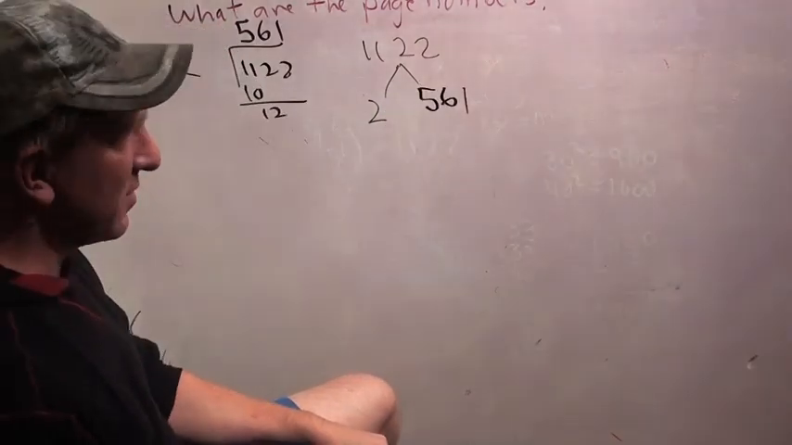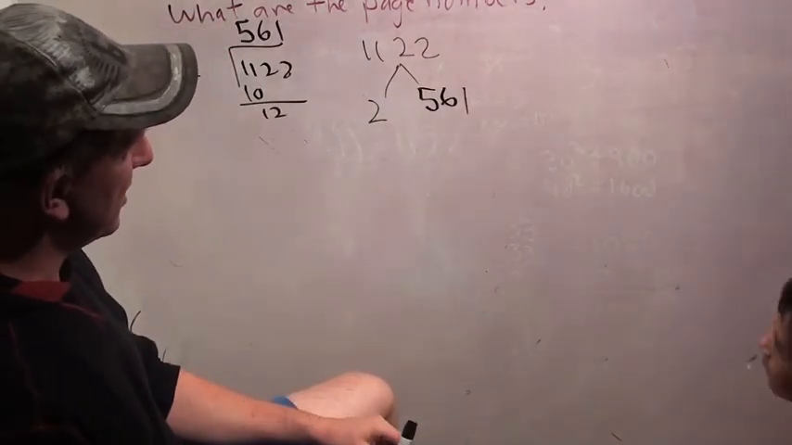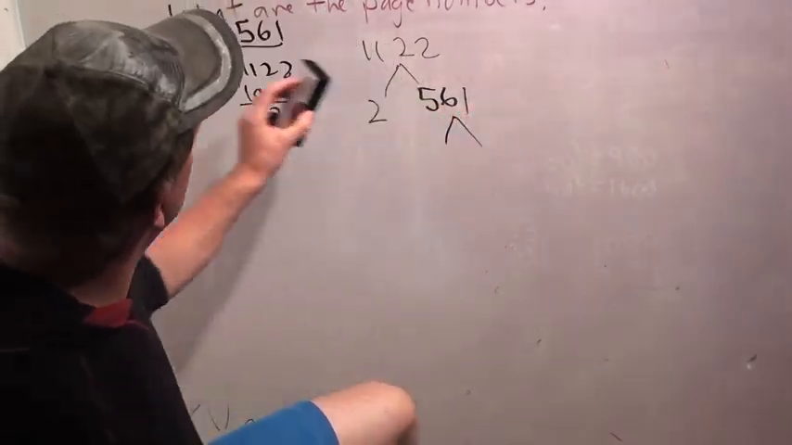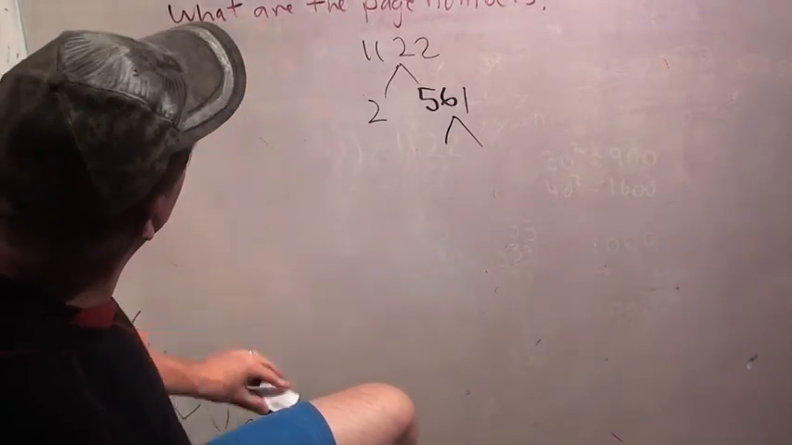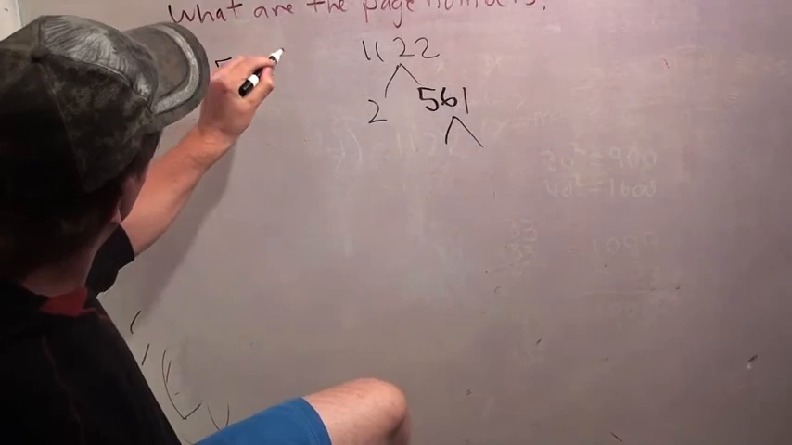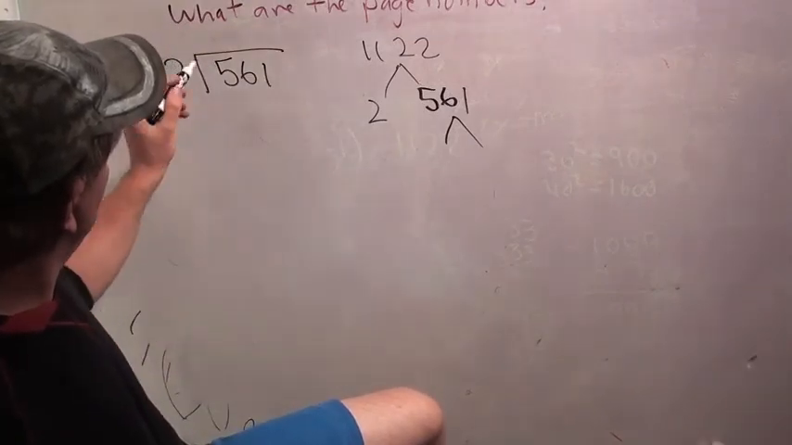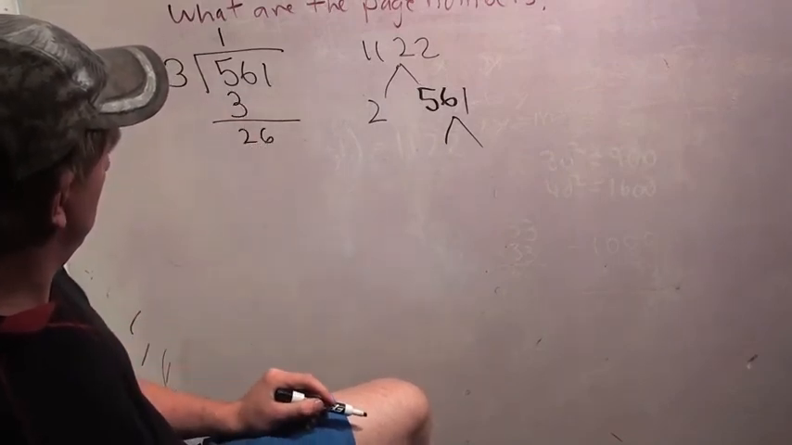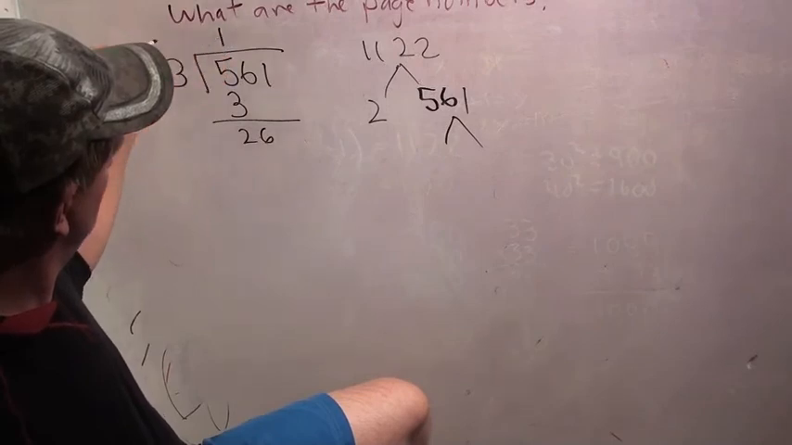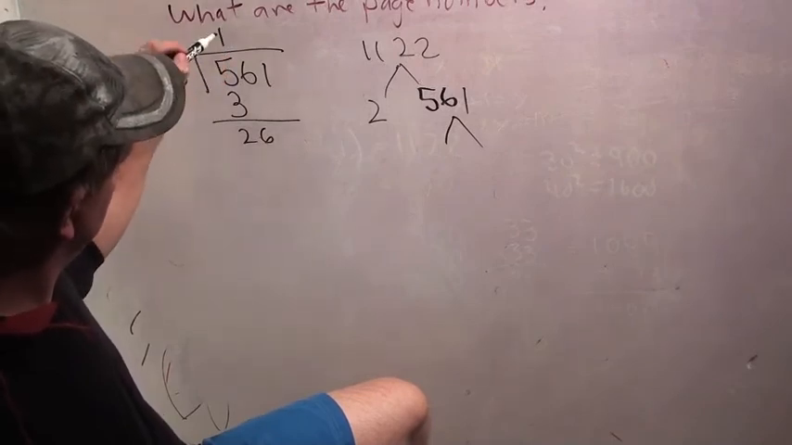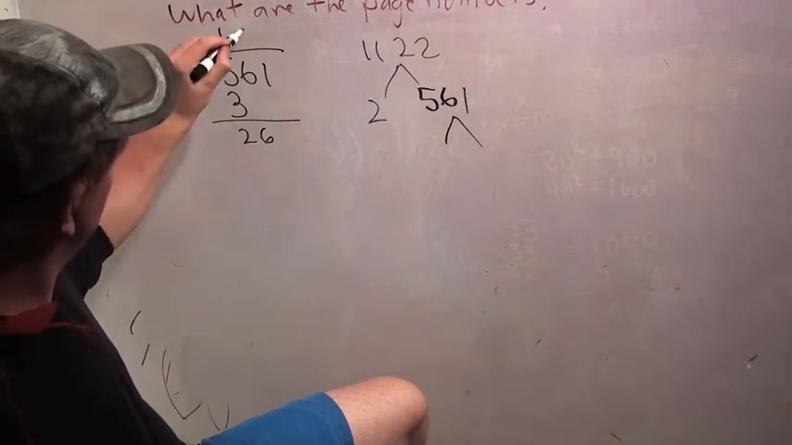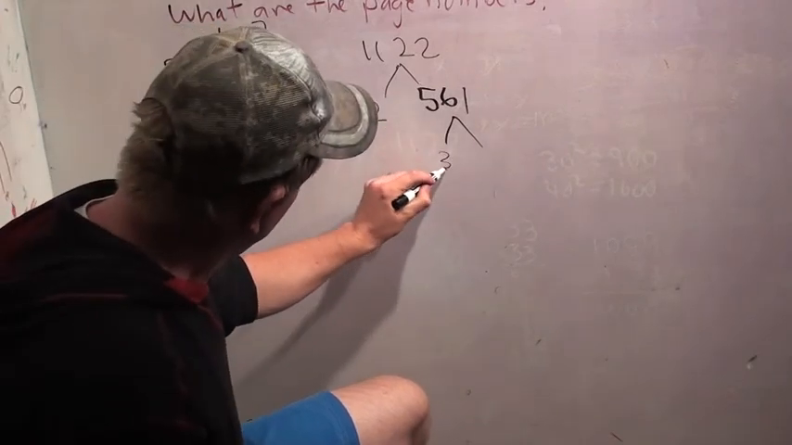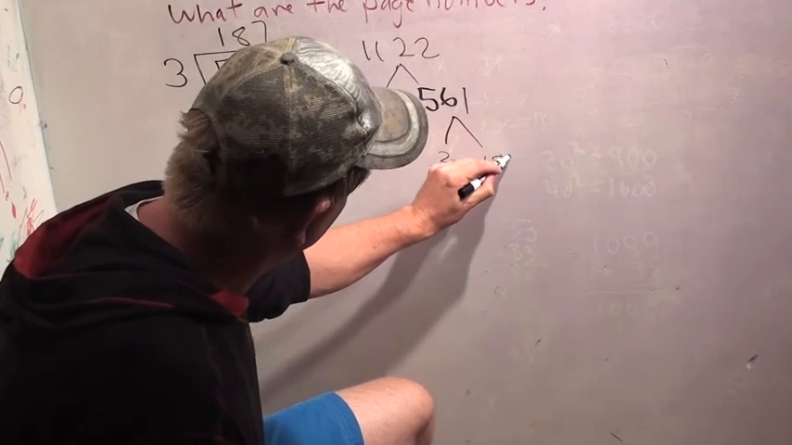Well, we know 561 is not divisible by 2. But what should we check next? It is divisible by 3. How did you know that? You saw the digits. The sum of the digits is divisible by 3. So what is 561 divided by 3? 3 goes into 5 once, subtract, and 3 goes into 26 eight times. So 561 is 3 times 187. So it's 2 times 3 times 187.